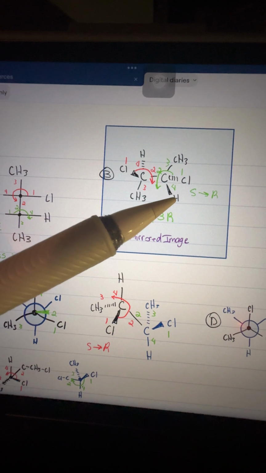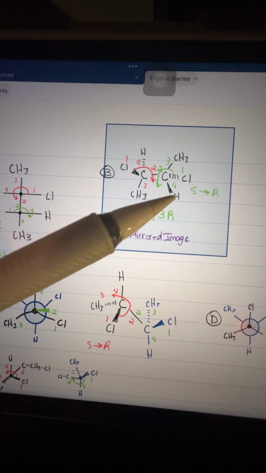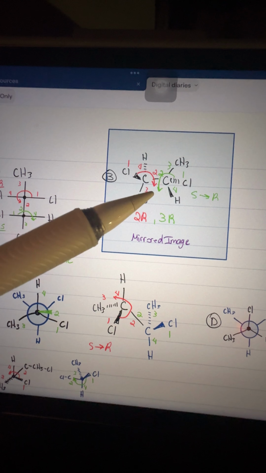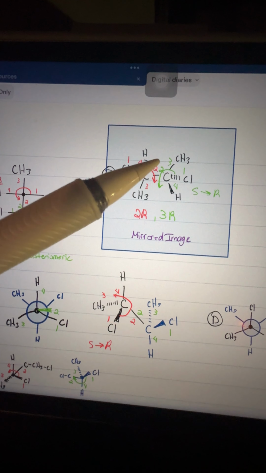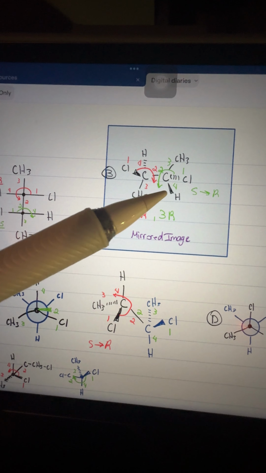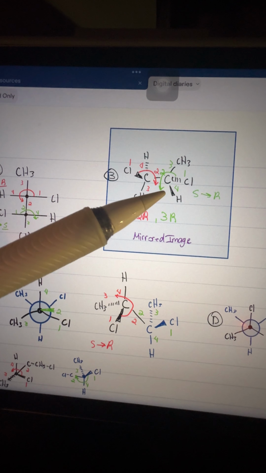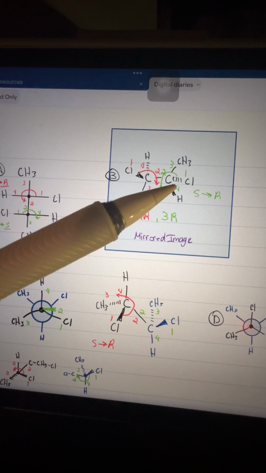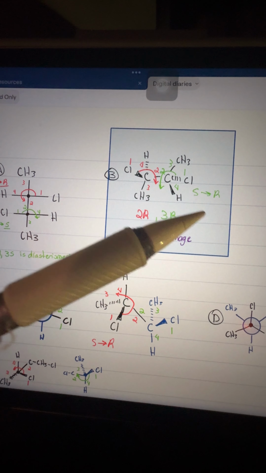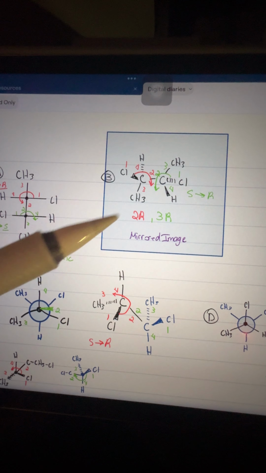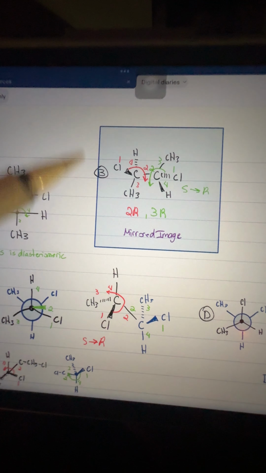For the 3rd carbon, the highest priority is chlorine. 2nd priority is the carbon attached to the 3rd carbon. 3rd is methyl, 4th is hydrogen. The hydrogen is pointing towards us, so when I do the arrow rotation, it is an S, but you have to convert it to the opposite side for an R, so you get 2R and 3R. That's the mirrored image.